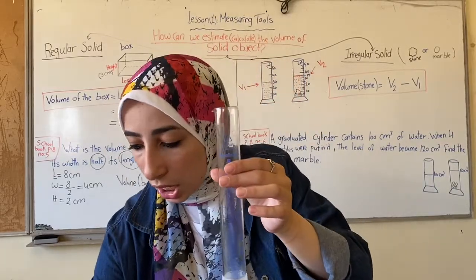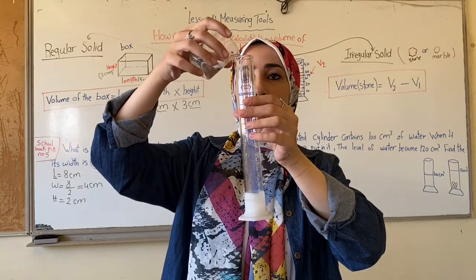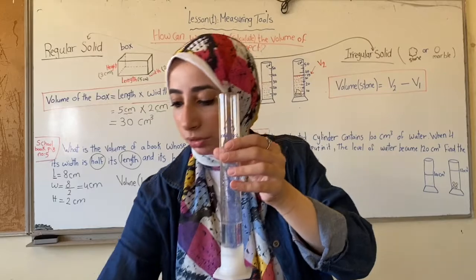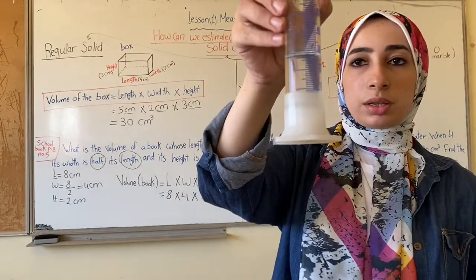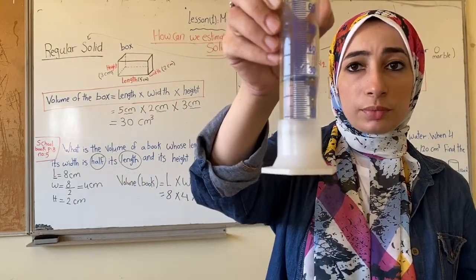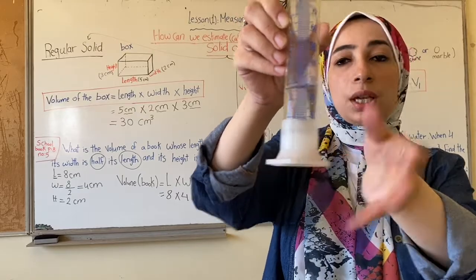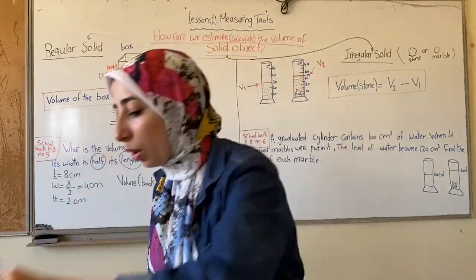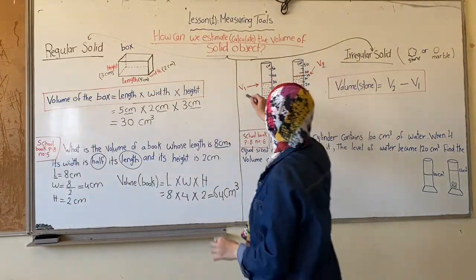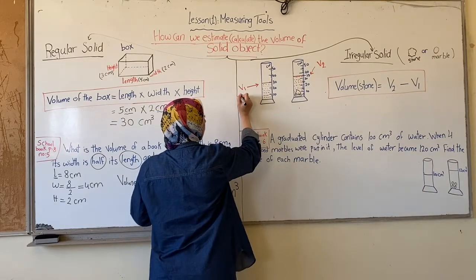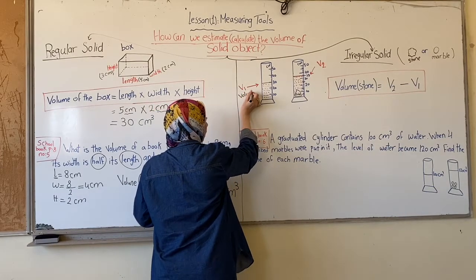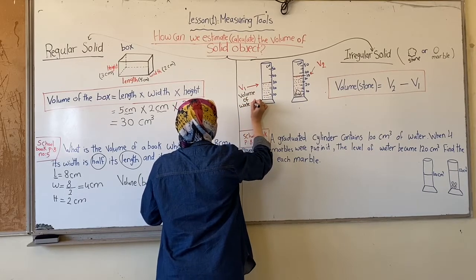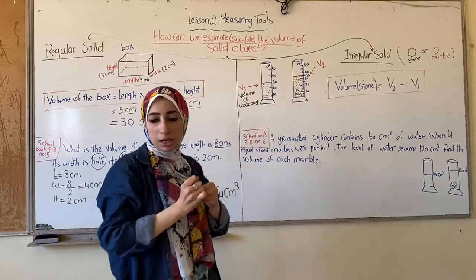First, I'm going to pour some water in the graduated cylinder. Okay, like this. Can you see the number? It's 30. So I'm going to record the first volume, the volume of water, and call it V1. So V1 is the volume of water only.